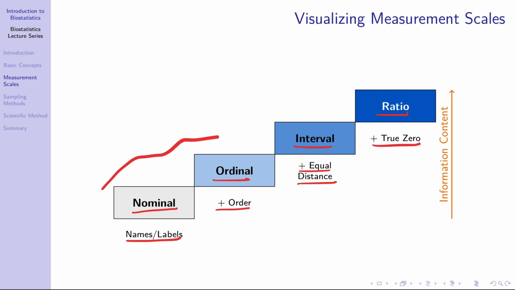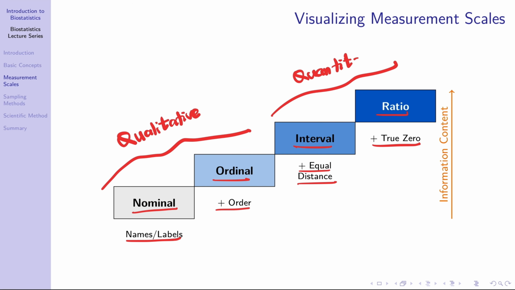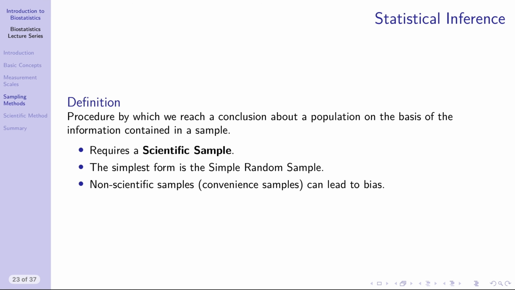Most often, nominal and ordinal scales are used for qualitative variables. Interval and ratio scales, because these are inherently numerical, generally have to be quantitative scales. So this is the difference here.